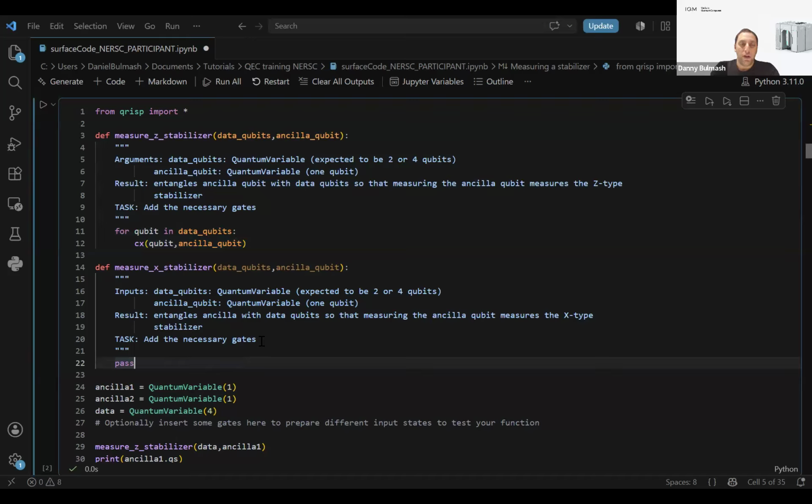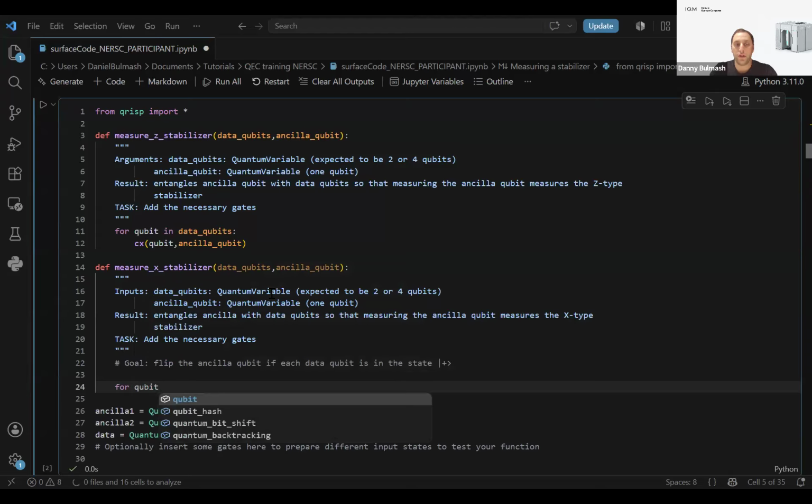Okay, so now let's say we want to measure an X stabilizer. The key thing here is that for an X stabilizer, instead of flipping the ancilla if the data qubits are in the state 1, we want to flip the ancilla qubit if each data qubit is in the state plus, right? So we still want to iterate over the data qubits.